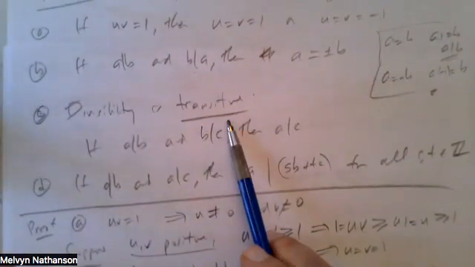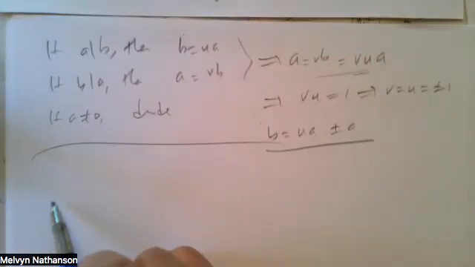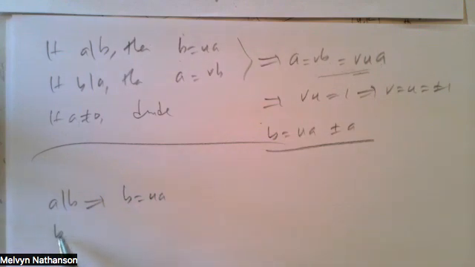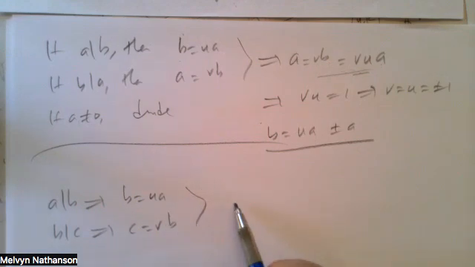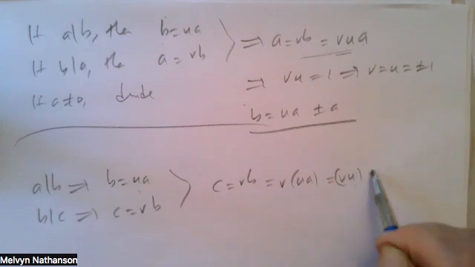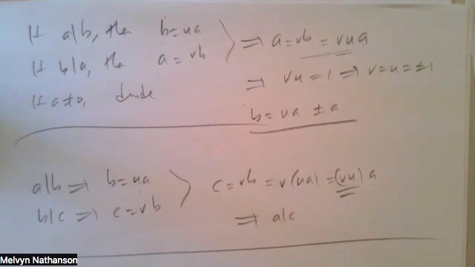The third thing we need to prove is transitivity. If we have integers a, b, and c, if a divides b and b divides c, then a divides c. So how can we prove that? If a divides b, then b is u times a. If b divides c, then c is v times b. If you put this together, c is v times b, but b is u times a. By associativity, this is vu times a, so c is some integer times a, so a divides c. And that is the complete proof of transitivity.